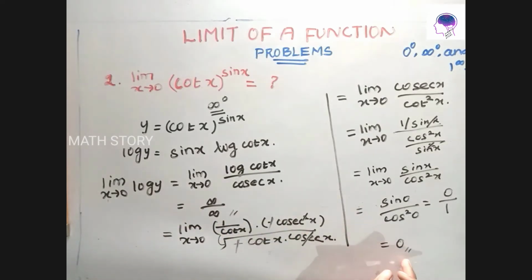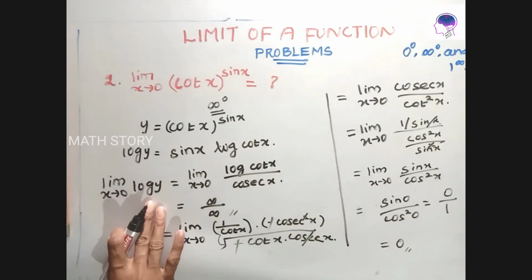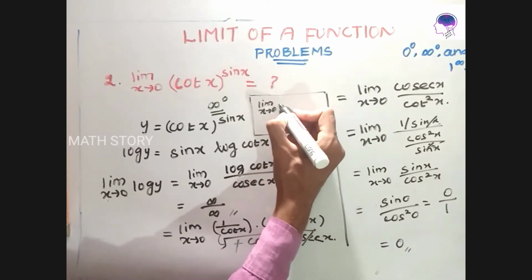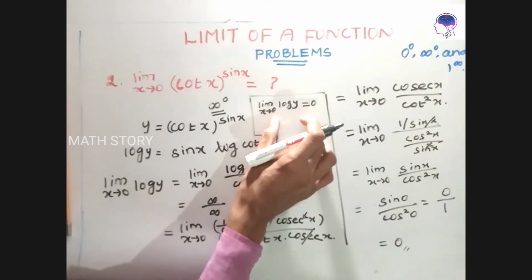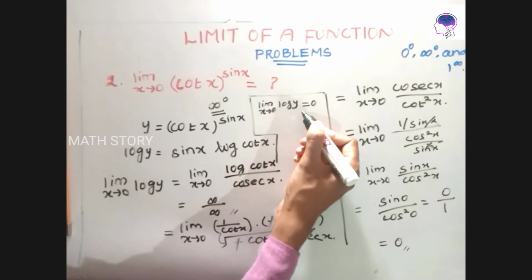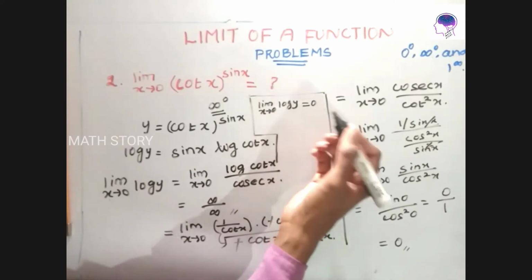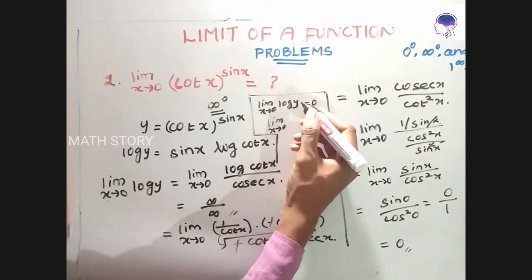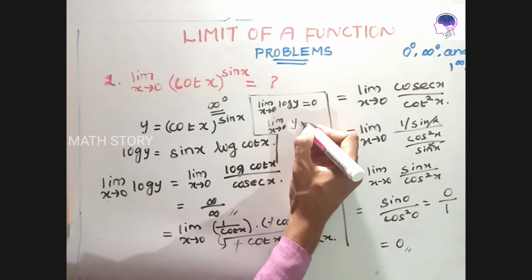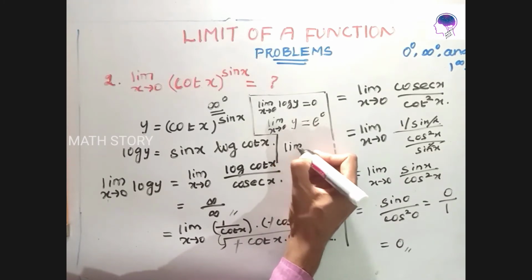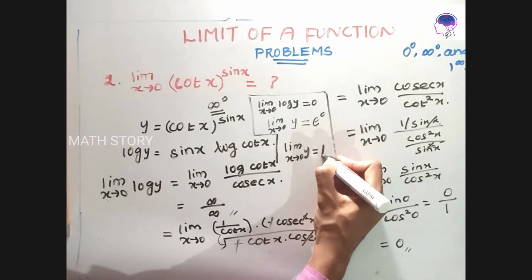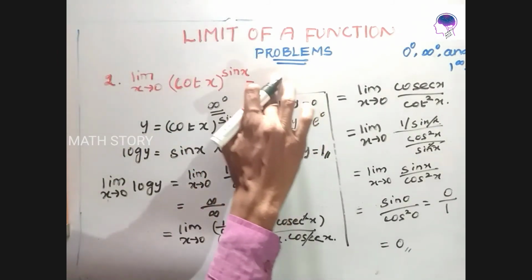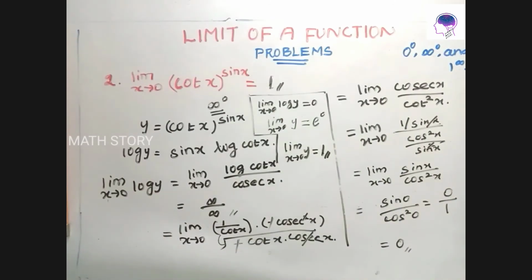Here we get 0 as the answer of the limit as x extends to 0 of log y, right? That is, the limit of log y equals 0. We need the solution of the limit as x extends to 0 of y, right? Now we are taking exponential on both sides. Exponential and logarithm cancel out, and we get the limit as x extends to 0 of y equal to e power 0, right? So the limit of y means e power 0, which is 1. Here the answer to the limit as x extends to 0 of cot x whole power x sin x is 1, the final answer of this question.